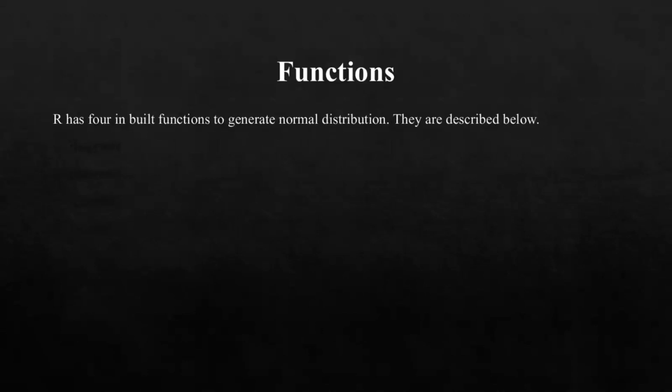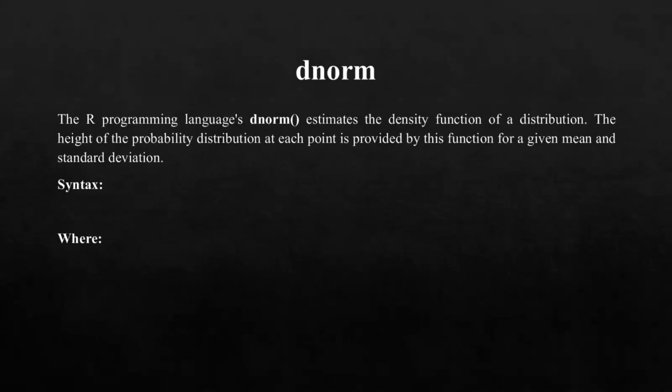Let's see the functions. R has four inbuilt functions to generate normal distribution. They are described below: dnorm, pnorm, qnorm, rnorm. Let's see the first one. The R programming language dnorm function estimates the density function of a distribution. The height of the probability distribution at each point is provided by this function for a given mean and standard deviation. Let's see its syntax.